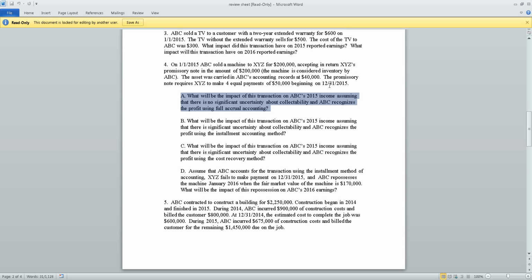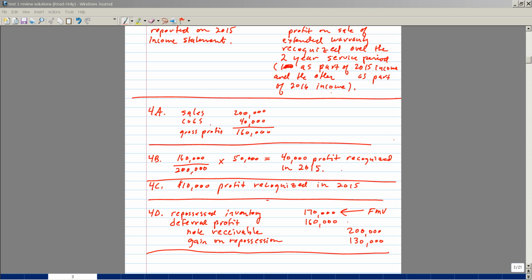Alright, so part A of the problem asks us what's going to be the impact of this transaction on the seller's 2015 income, assuming that there's no significant uncertainty about collectability and ABC recognizes the profit using full accrual accounting. Well, debit note receivable $200,000, credit sales revenue $200,000, debit cost of goods sold $40,000, credit inventory $40,000. So $200,000 sales price less $40,000 cost of goods sold, $160,000 gross profit recognized on the 2015 income statement. So that's what the solution here to 4A shows.